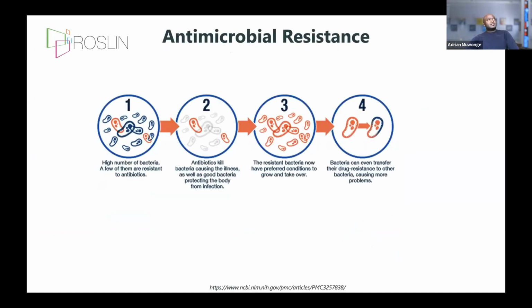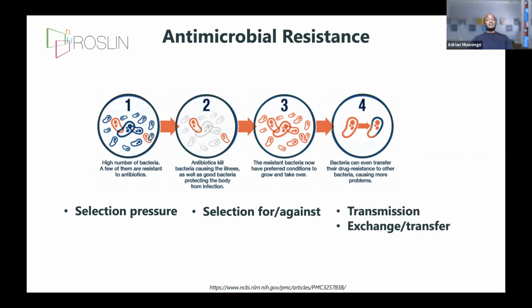Let's step back a bit and look at resistance. Resistance itself exists naturally in the environment, but we have sped up its emergence and transmission because of our recent activities and how we're using antibiotics. Within an environment, if there is a selection pressure, for example that caused by the use of antibiotics, you will have microbes selected for and against, and those that are selected for will dominate. They dominate through exchanging what makes them resistant between themselves, but also by being transmitted across to other hosts.